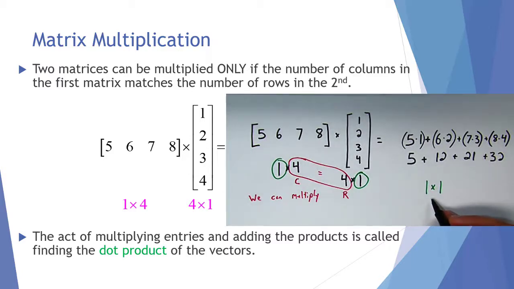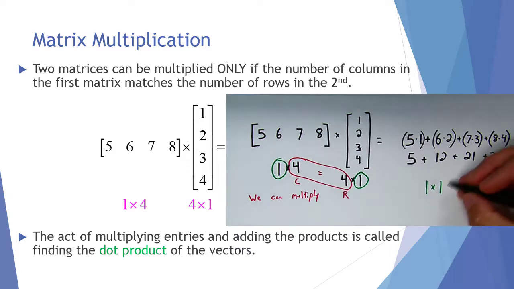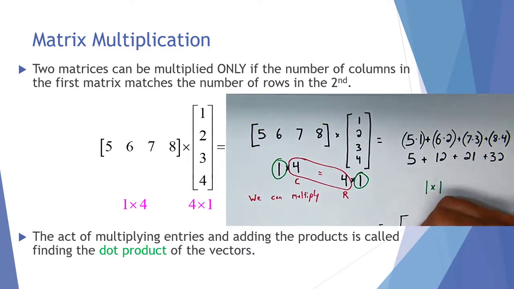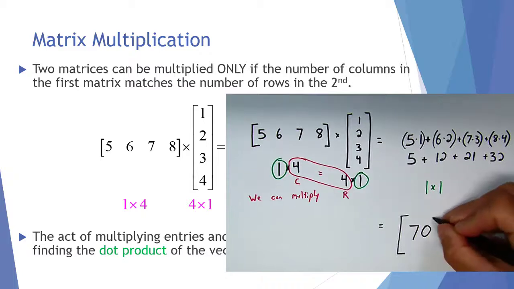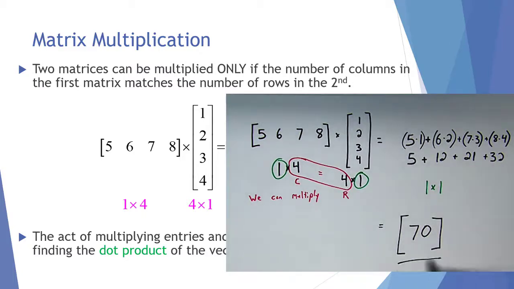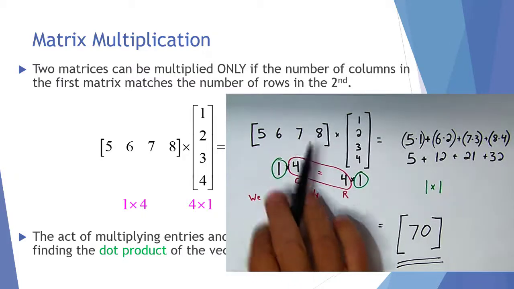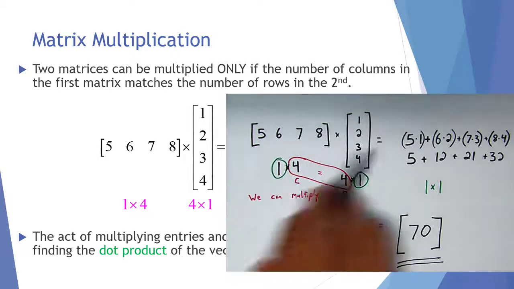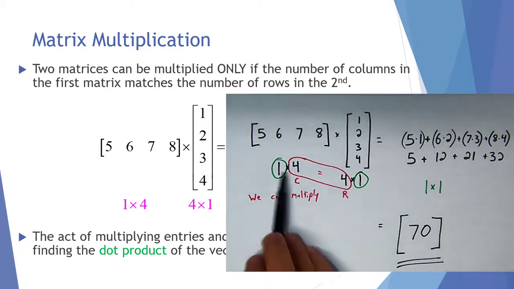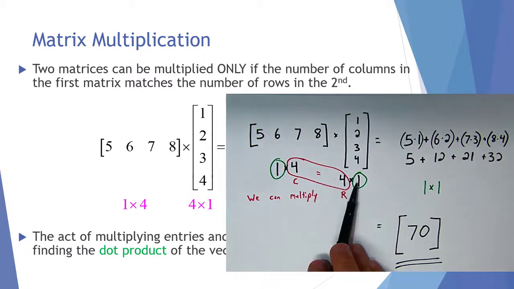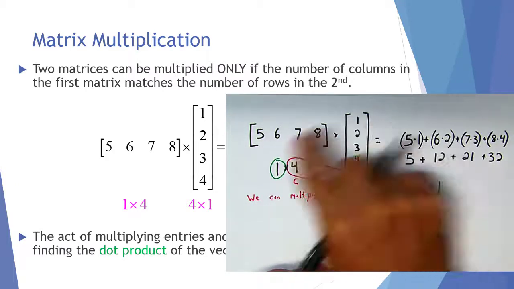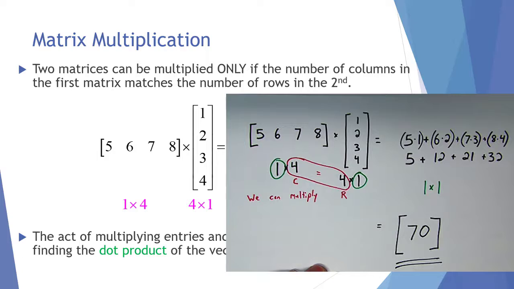And so we do get a 1 by 1 matrix. It's just one number, and that product turns out to be the 1 by 1 matrix with the number 70 in it. And that's it. We're done. So the thing to note here is the product of two matrices is usually not of the same size as either of those that you started with. We started with a 1 by 4 times a 4 by 1, and we got a 1 by 1, and that is 70.